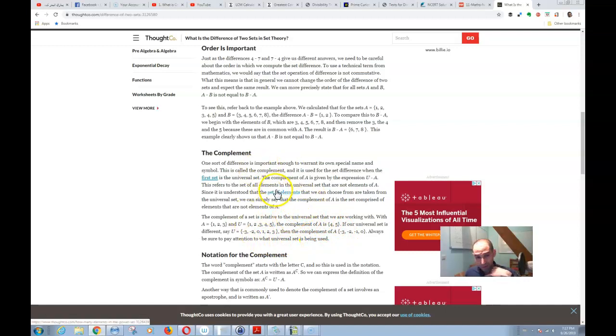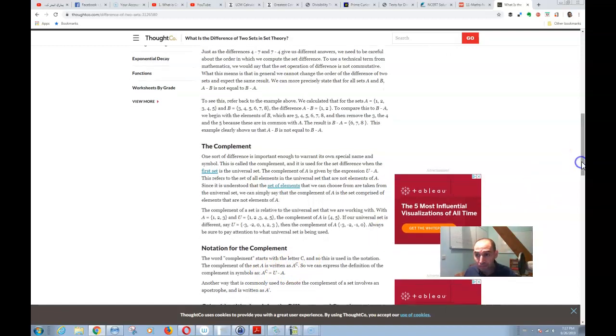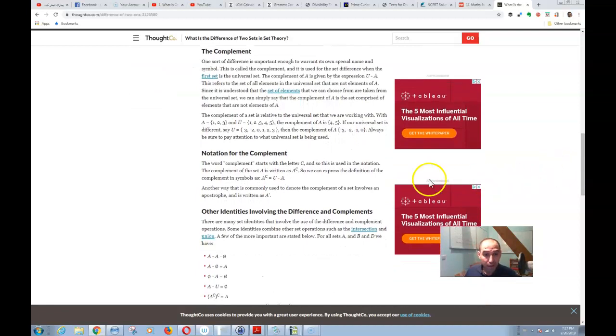Now, notation for the complement. The word complement starts with the letter C, and so this is used in the notation. The complement of set A is written as A superscript C. So we can express the definition of the complement in symbols as the complement of A is equal to U minus A. Another way that is commonly used to denote the complement of a set involves an apostrophe, which is A prime.